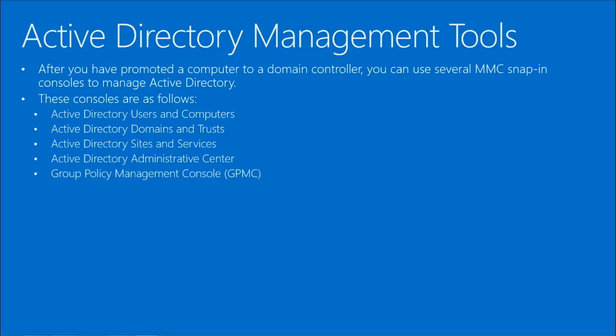So we've talked about these different Active Directory objects. Now let's talk about the tools that can be used to manage these objects. The consoles include Active Directory Users and Computers, Active Directory Domains and Trusts, Sites and Services, the Administrative Center, and the Group Policy Management Console. The Group Policy Management Console enables you to manage group policy, and then the Active Directory management consoles enable you to manage the different components of Active Directory.